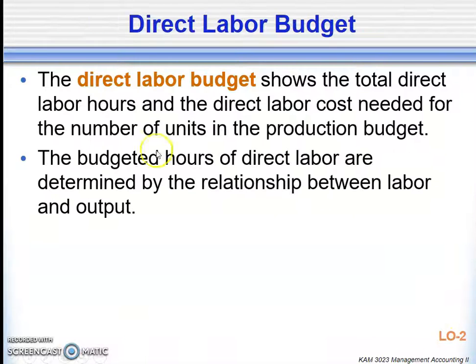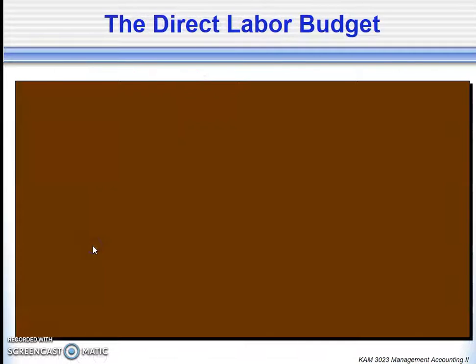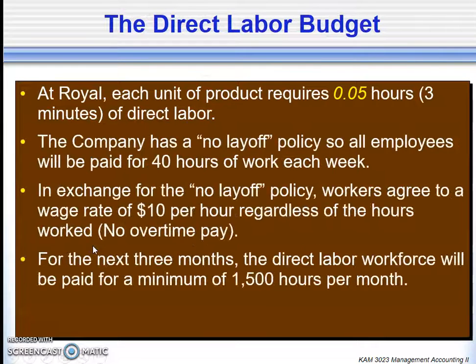Right, so we calculate for the other months, and we get the total cash disbursements of 180,000. The direct labor budget shows the total direct labor hours and the direct labor cost needed for the number of units in the production budget. The budgeted hours of direct labor are determined by the relationship between labor and output. So this is the example.